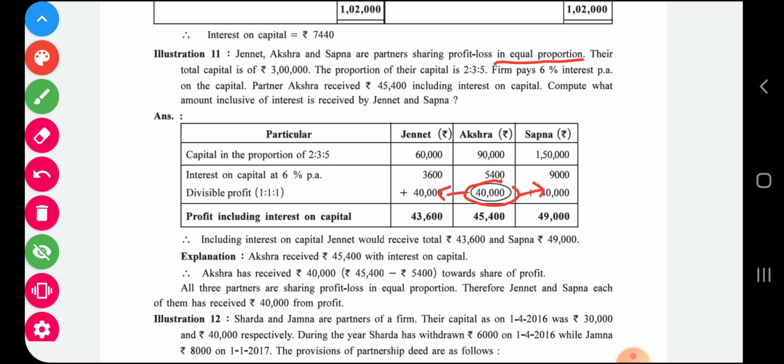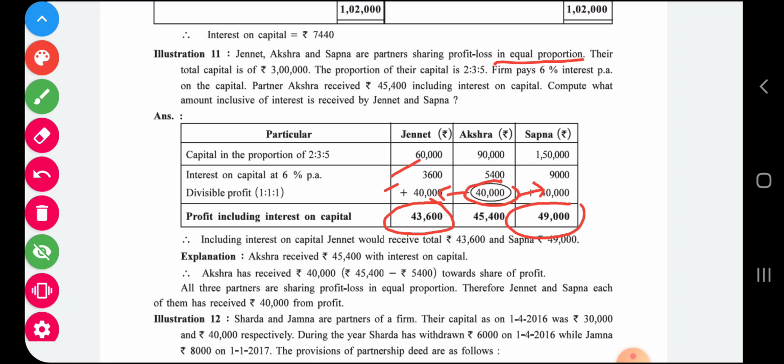Now once we get the figure of profit, we add interest on capital to it, so you will get Jeenat will receive 43,600 and Sapna will receive 49,000. So what they are asking is how much amount will be received by each partner.